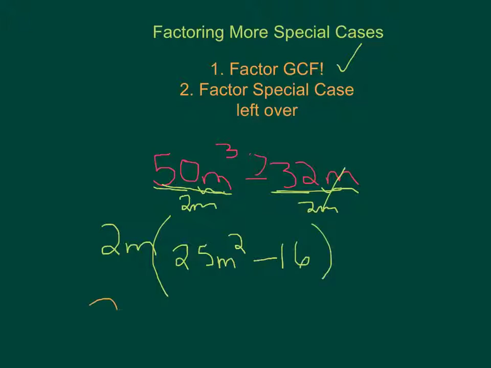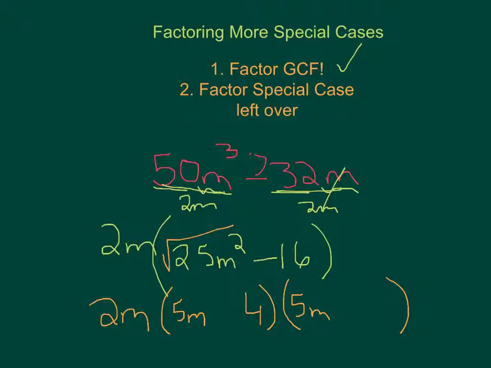So we've taken a 2m out, but what's left over is the difference of two squares, so that means we factor it by taking the square root. 25m squared, that would be 5m and 5m, and then 16, the square root of that is 4 and 4, plus and minus. So we factored the special case that was left over. So that is the basis of today's lesson, so good luck.